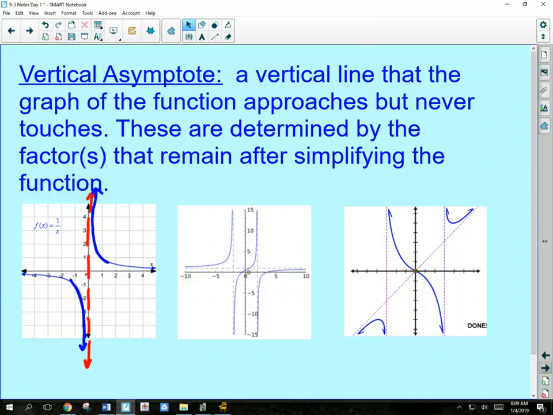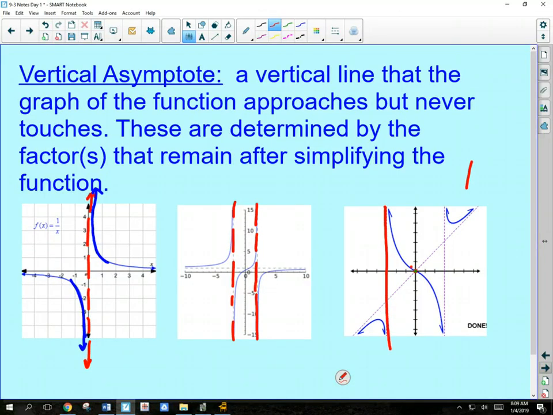Okay? In this next graph, I have two vertical asymptotes, one here and one here. Notice that as you approach that line from the left or the right, the line always goes to either positive infinity or negative infinity. This is an example where this is a vertical asymptote here because the line approaches from the left, and from the right it goes to infinity or negative infinity.